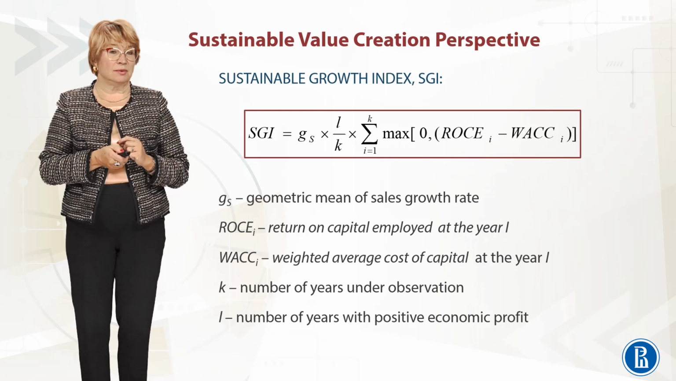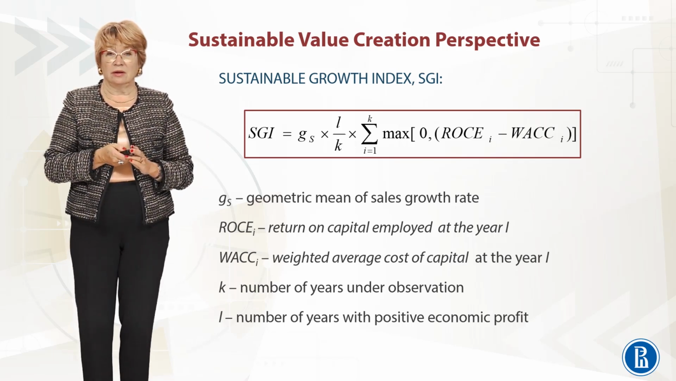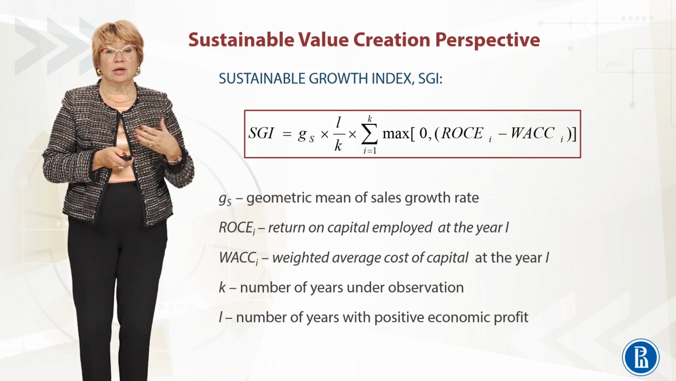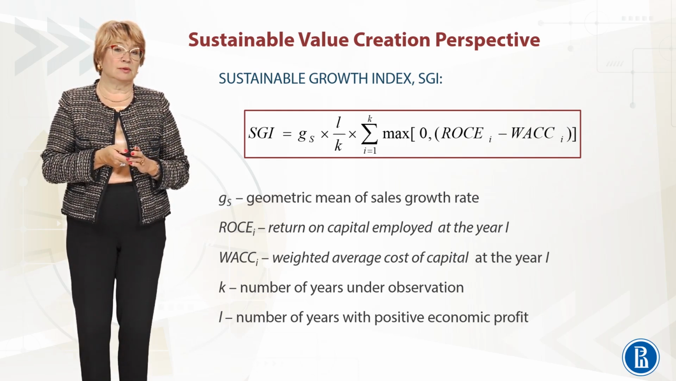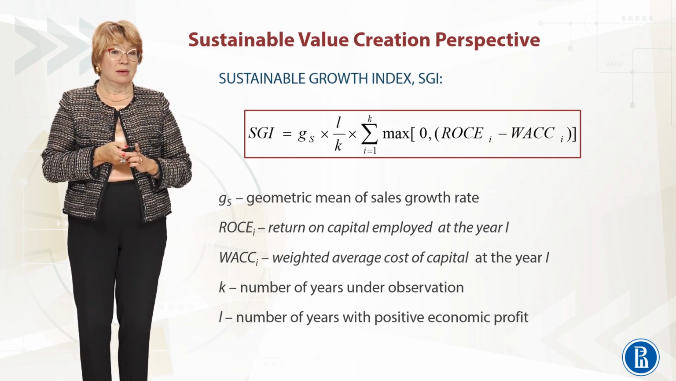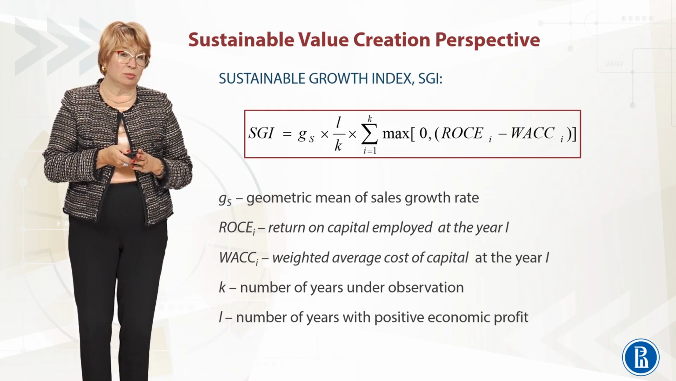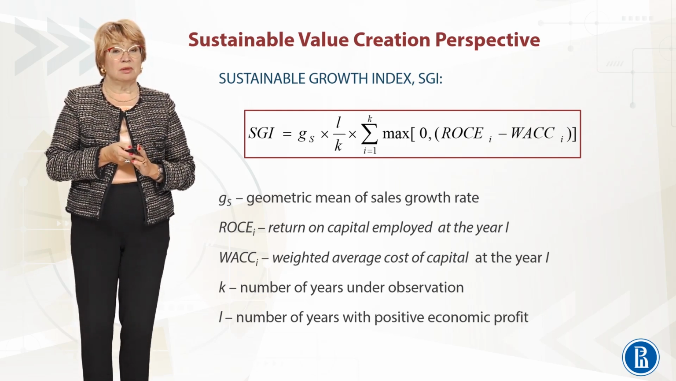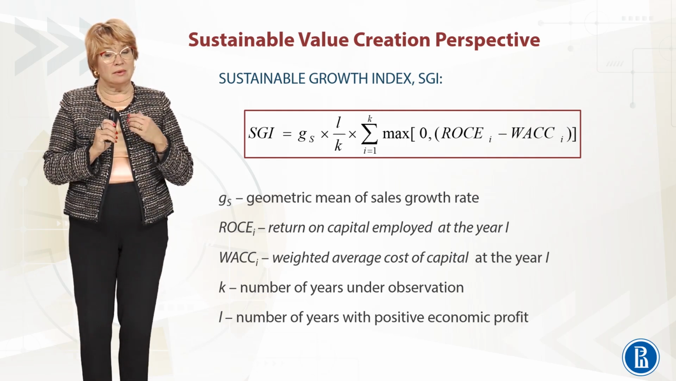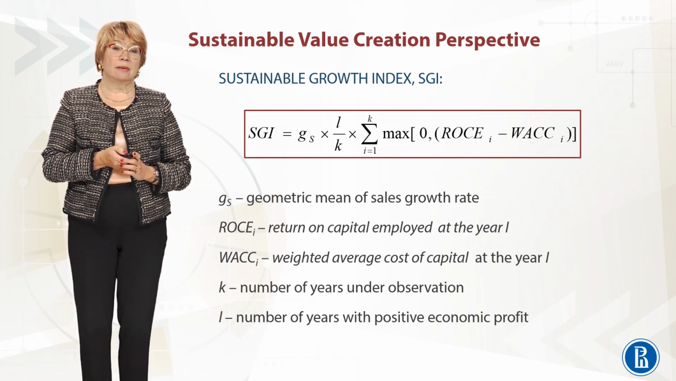But in the opposite case, when the company is not so sustainable in the growth of value, in the value creation, in generating positive economic profits, and within some years of the period of observation, which is K periods, it meets some negative economic profits in some years, then L, of course, will be lower than K. And it will become a really influential component of that new metric.